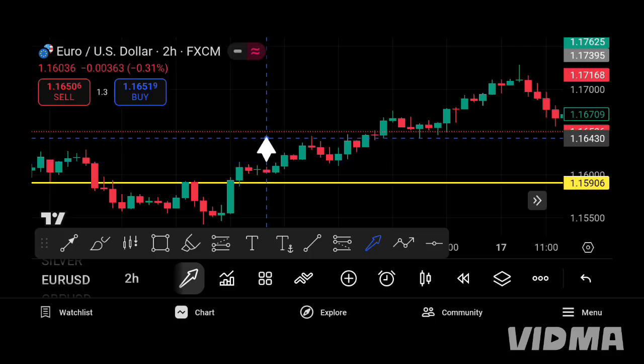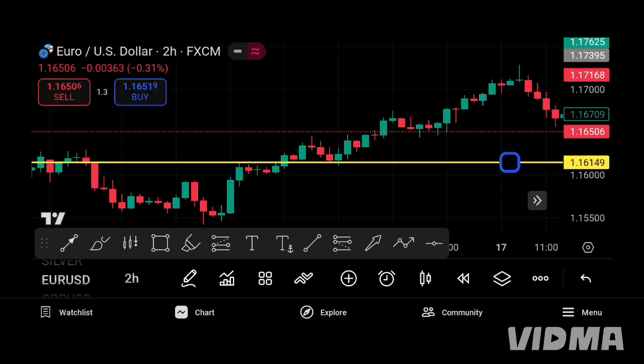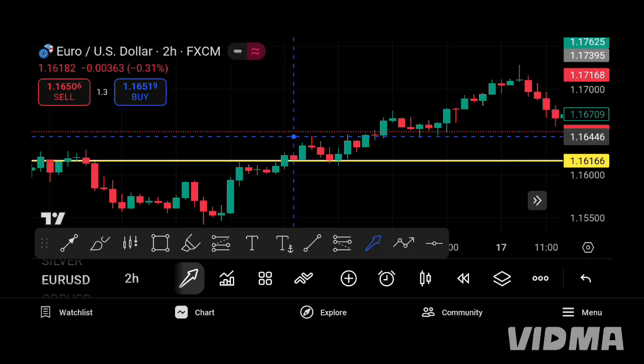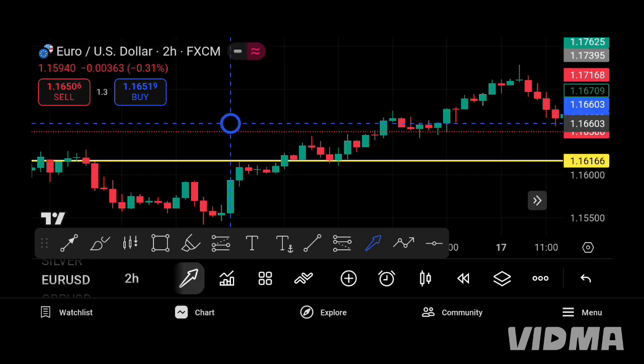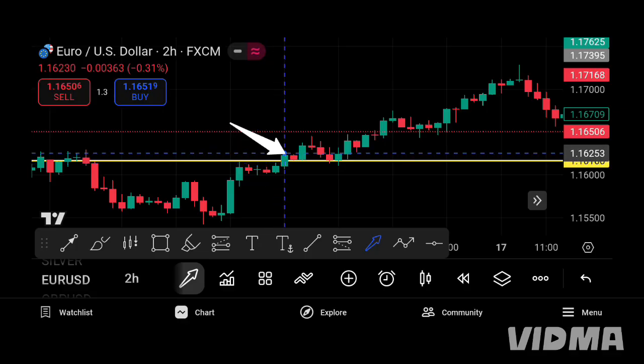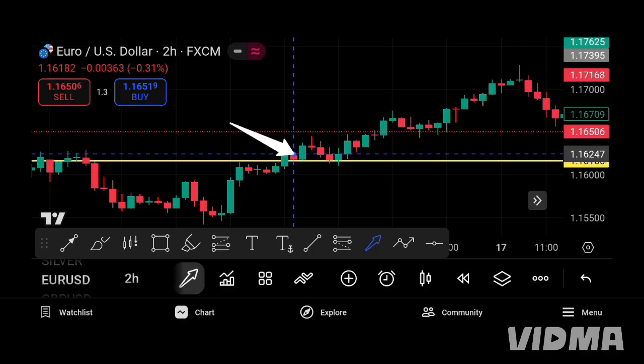Again here. Again we broke structure here. After these, the two red candles and this blue candle in between, again we broke. And after breaking, we formed a red candle here.